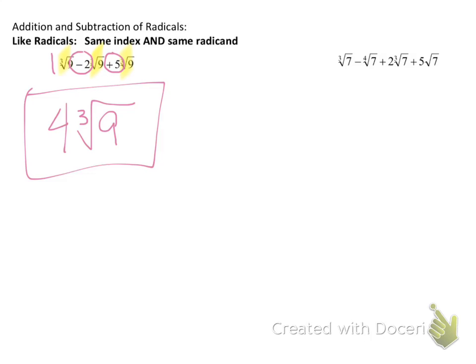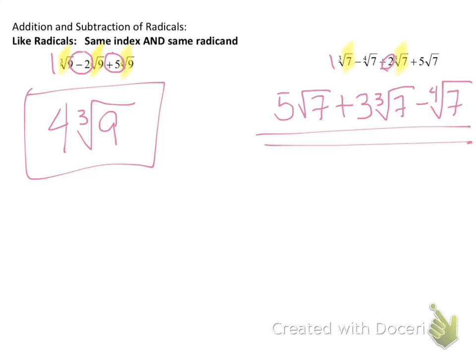And this last example, the only like radicals we have are the cube root of 7. So we have, first of all, this 5 times the square root of 7. Then we have 1 and 2 cube roots of 7, so we have 3 cube roots of 7 altogether, minus the 4th root of 7. And that wraps up sections 7.1 and 7.2.